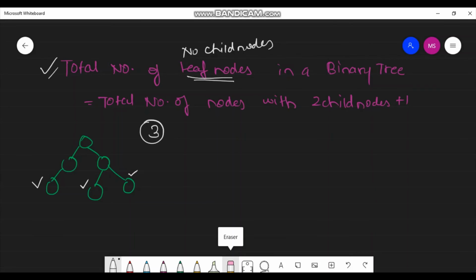So how do we know without counting? It is the total number of nodes with 2 child nodes. Which are the nodes with 2 child nodes here? I can see the nodes which have 2 child nodes are this and this one. Okay, so there are 2. So 2 plus 1 equals 3. You get it. Okay, this one.